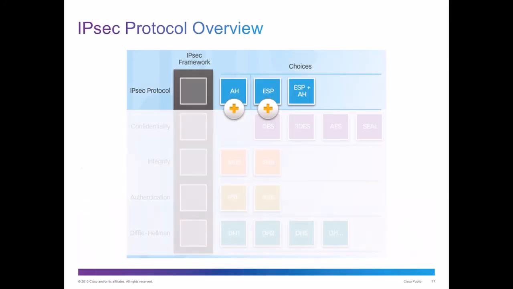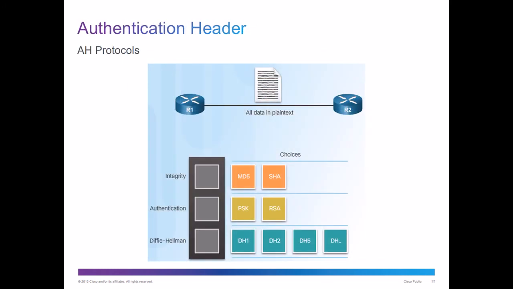All right, so let's take a look at the IP security protocols. There is the AH, like we said, only authenticates the header. ESP encrypts the payload. ESP and AH does both, authenticates the header and encrypts the data, right?